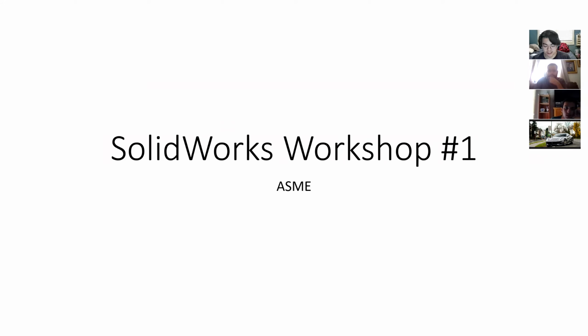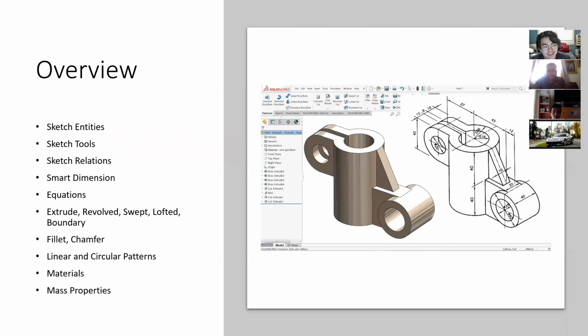Okay, welcome everyone to the first SolidWorks workshop. Let's just get started. In this workshop, we're going to be going over the sketch entities, sketch tools, sketch relations, smart dimensions, equations, extrude, revolved, swept, lofted, and boundary, which is the feature section, fillet and chamfer, the linear and circular patterns, materials, and mass properties.